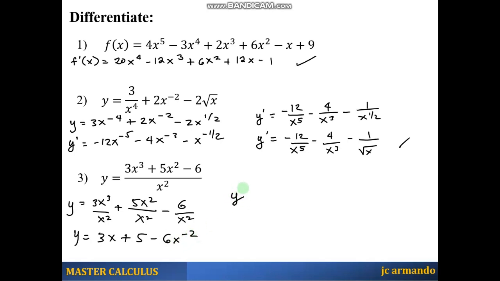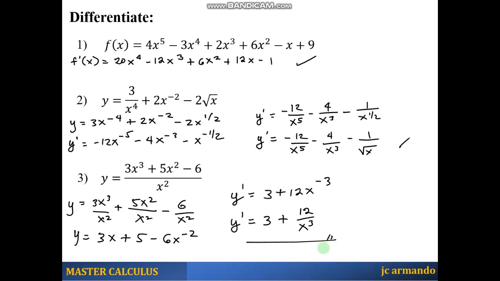So therefore, y prime is just equal to derivative of 3x is 3. Okay, derivative of 5 is 0. So derivative of negative 6x to the negative 2. So negative 6 times negative 2, positive 12, x, negative 2 minus 1, negative 3. So therefore, y prime equals 3 plus 12 divided by x cubed.